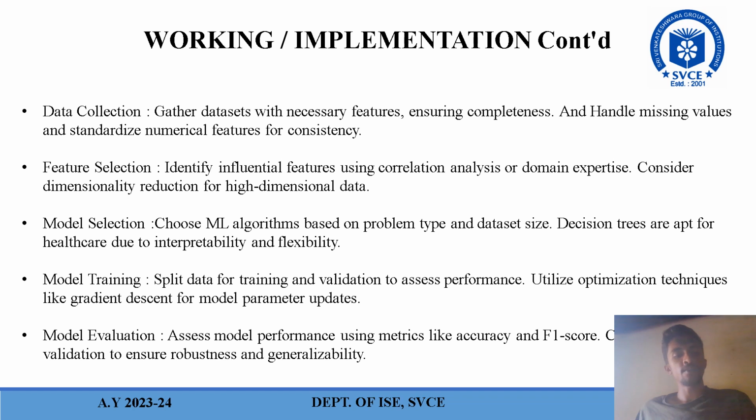So that's what I have mentioned here. That is data collection: gather data sets with necessary features, ensuring completeness, handle missing values, and standardize numerical features for consistency. Then feature selection: identify influential features using correlation analysis or domain expertise. Consider dimensionality reduction for higher dimensional data.